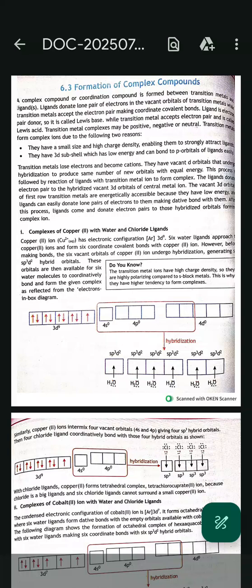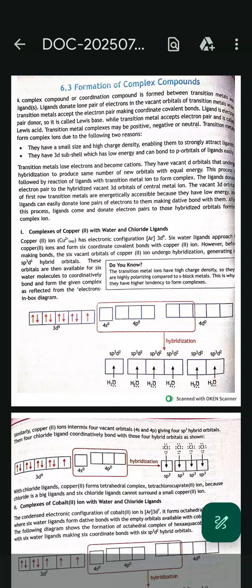The topic we are going to study today is formation of complex compounds. A complex compound or coordination compound is formed between transition metals and ligands. Ligands donate lone pair of electrons in the vacant orbitals of transition metals, while transition metals accept the electron pair, making coordinate covalent bonds. Ligand is electron pair donor, so it is the Lewis base, while transition metal accepts electron pair and therefore they are called Lewis acids. So Lewis base is that which donates the electron pair, and Lewis acids are those which accept the electron pair.